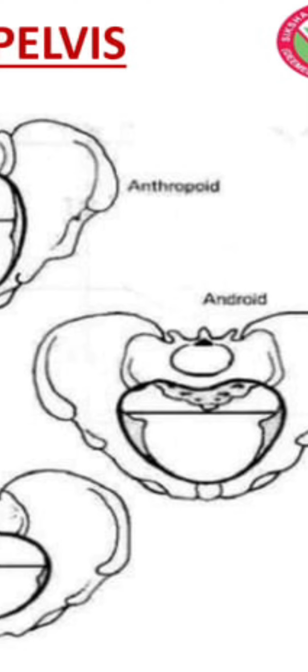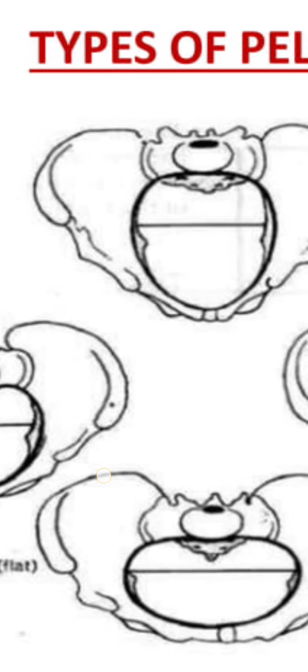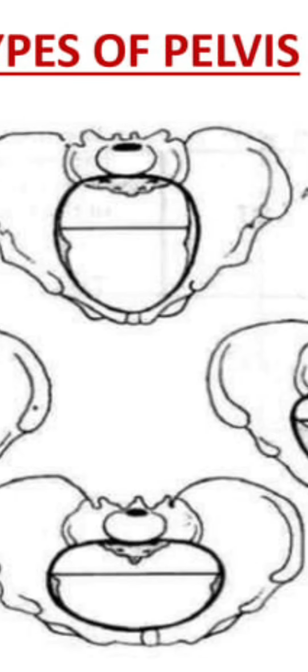And the next is the platypelloid pelvis. It is a flat pelvis. It has a kidney shaped brim. The anterior posterior diameter is smaller. Transverse diameter is wider. It is not conducive to vaginal delivery. We can't do vaginal delivery if the female has this platypelloid pelvis.